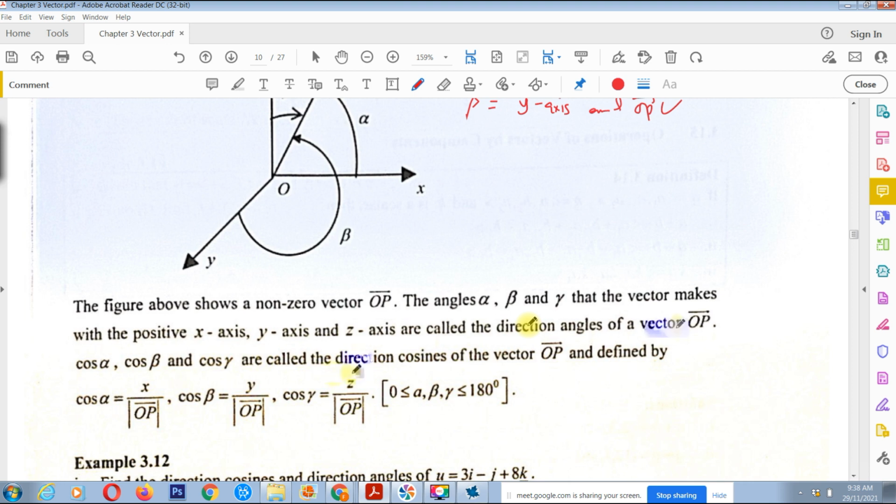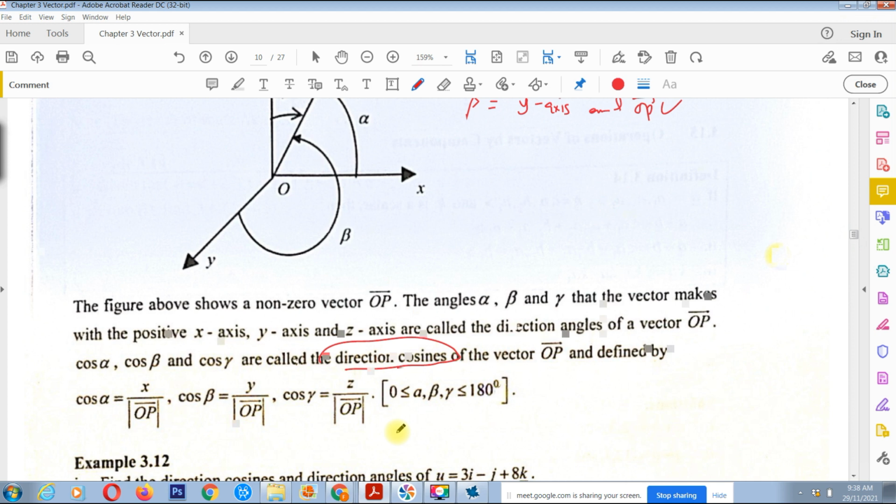Direction. Okay, so cos alpha, cos beta, cos gamma. The direction cosine of a vector OP is defined by this formula, where the angle is less than 180 degrees. There will be one MCQ question from the objective section. Just make sure you can do it.